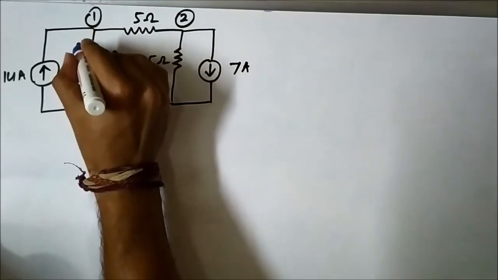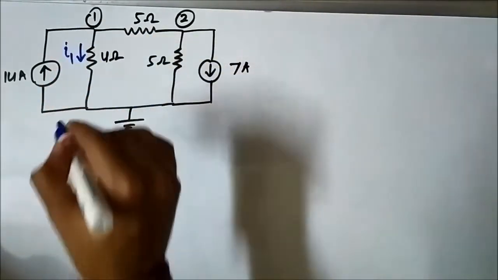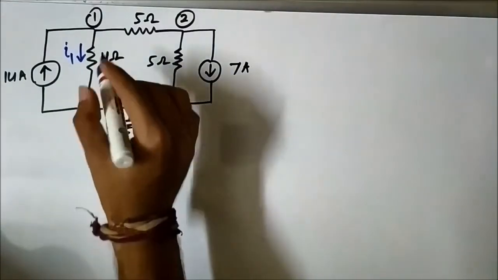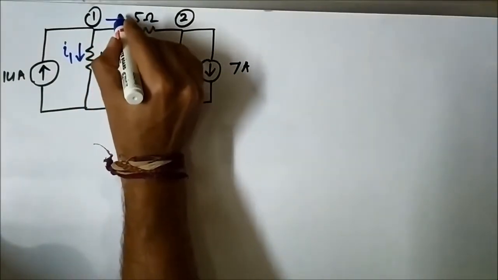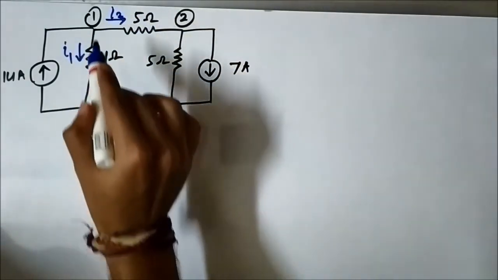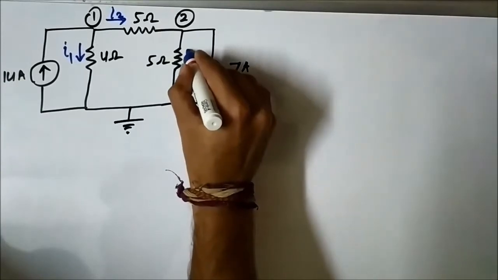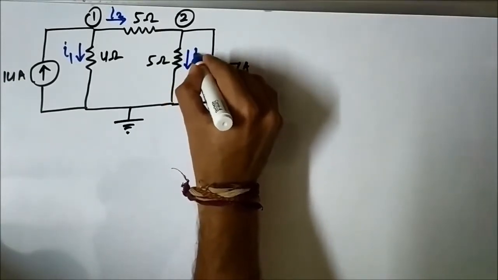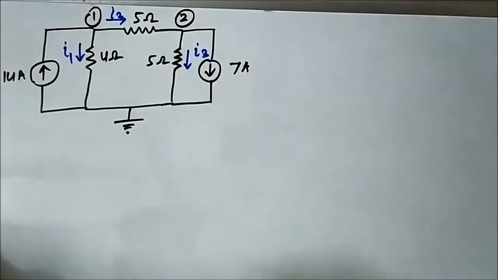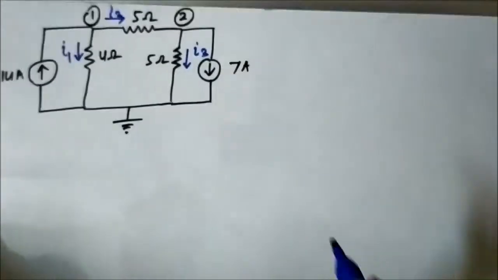Okay. I'm terming this current as I1 flowing downward through resistor R4, and I am terming this current as I2 flowing from 1 to 2 through 5 ohm, and I am terming this current as I3 again flowing downward through 5 ohm resistor. I1, I2, I3.